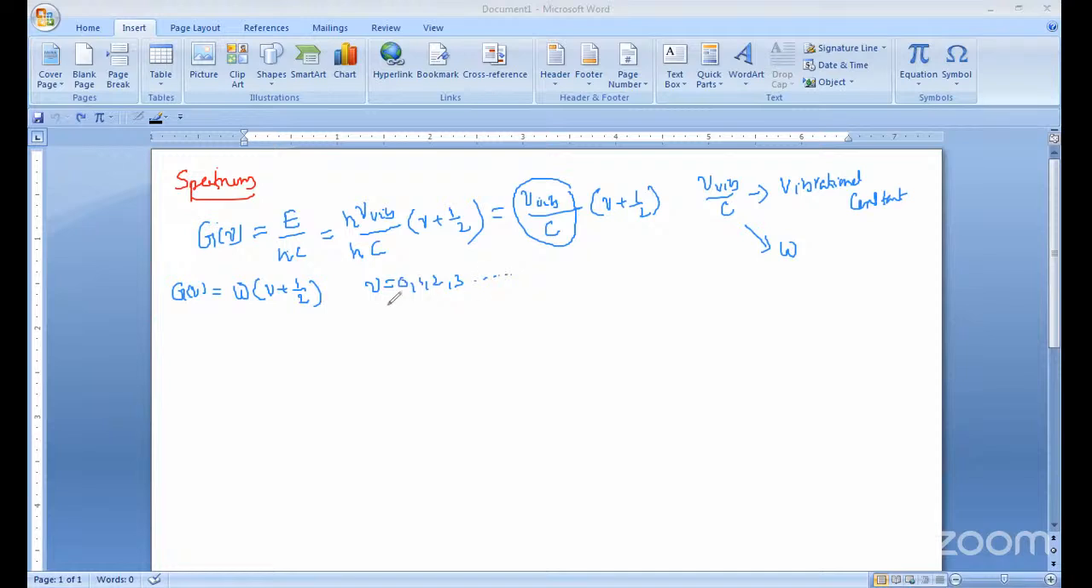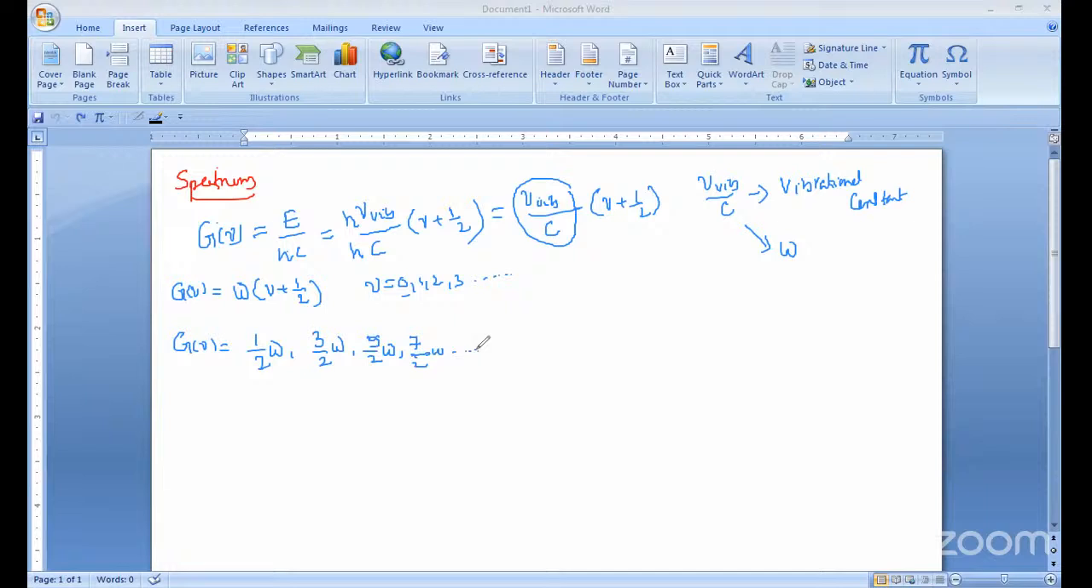So if you substitute, suppose 0, what are you going to get? This G nu value you are going to get as half omega. Similarly, if you substitute 1, you are going to get 3 by 2 omega. And if you substitute 2, you get 5 by 2 omega, like this 7 by 2 omega, and so on you are going to get.